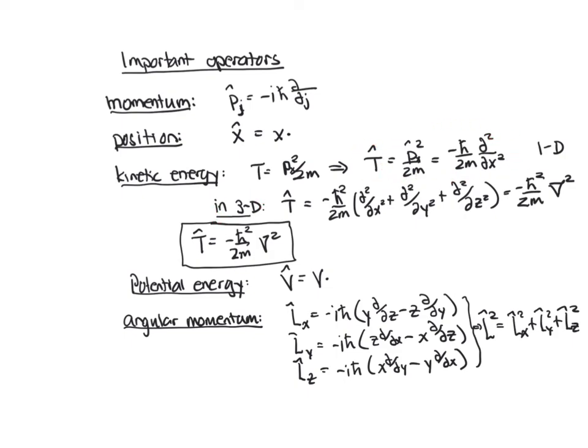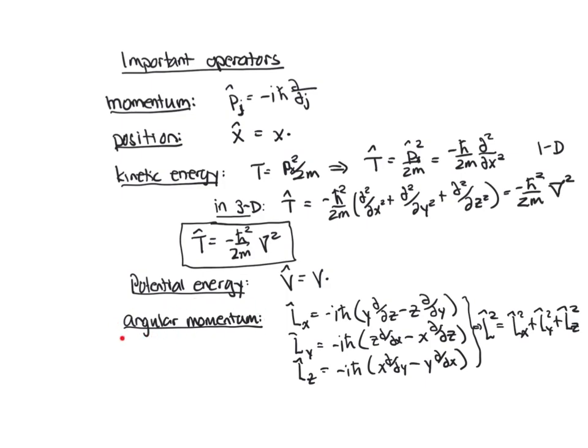If I'm in 3 dimensions, I have to take the partial derivative with respect to each of those directions and add them up. Second derivatives added up is something that we call del squared in physics. And so I can abbreviate this kinetic energy operator as minus h bar squared over 2m del squared. Remember that the del squared operator is just taking these second derivatives and adding them up. For potential energy, we just multiply the wave function by the potential energy.